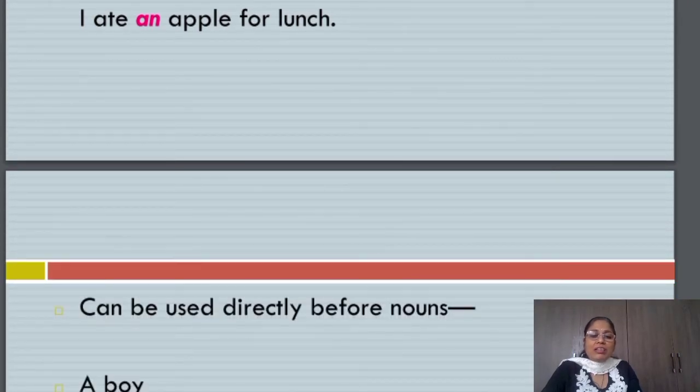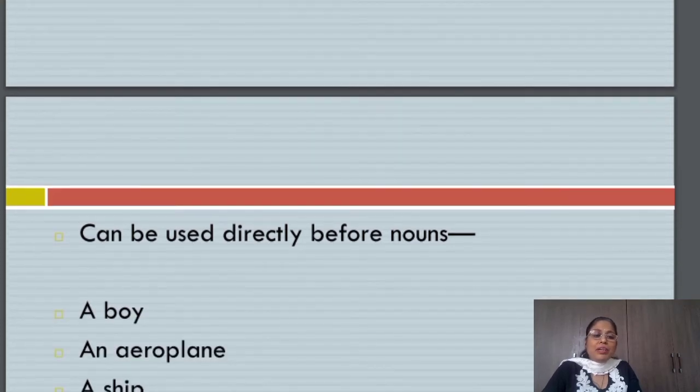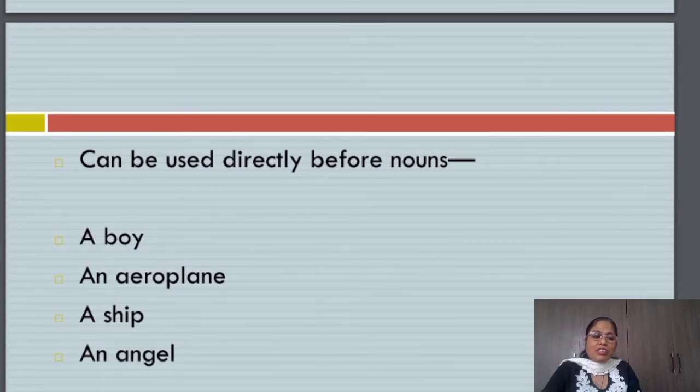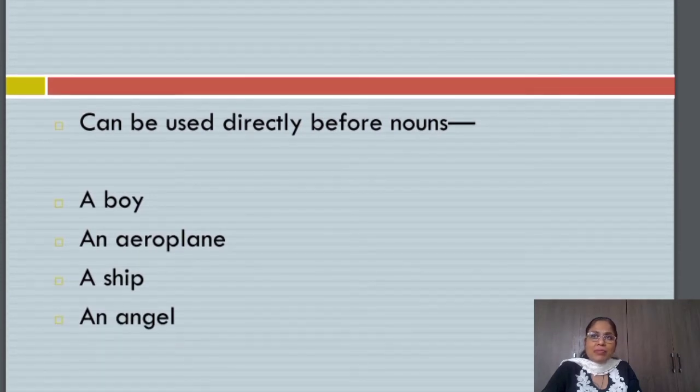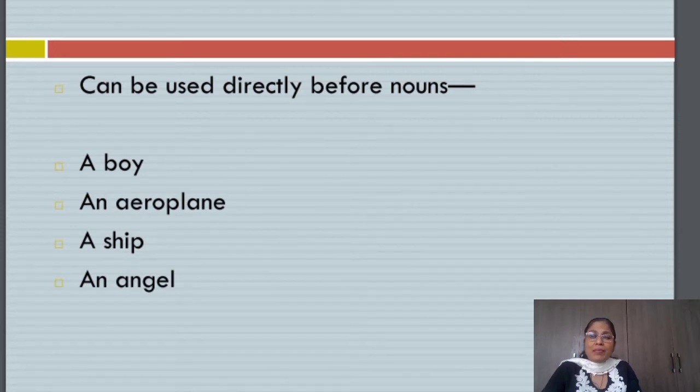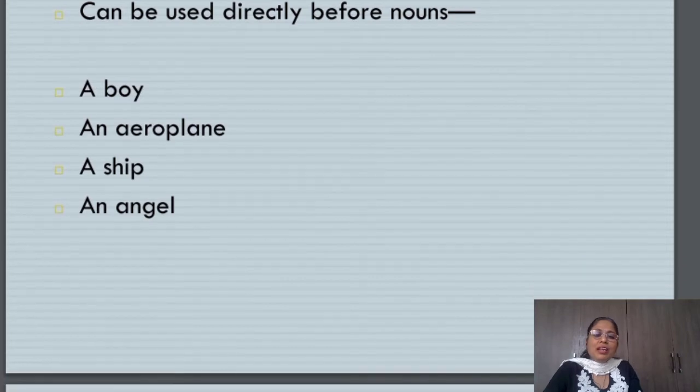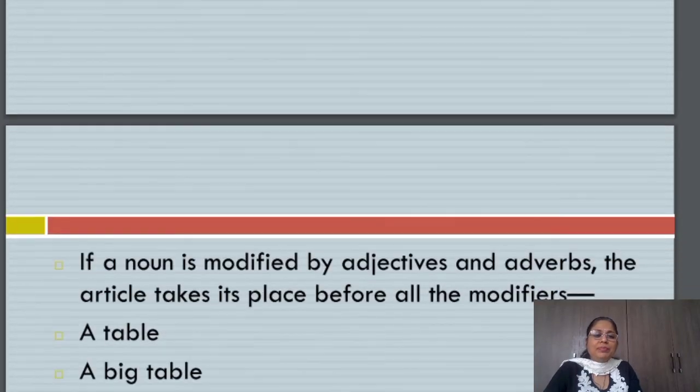A or an can directly be used before nouns. That is true. For example, a boy, an aeroplane, a ship, or an angel. But it is not as simple as that, you see, because nouns are also words that take describing words in front of them. What if I have to say that he is a fat boy? Then where do I place a? That is something that might add to the complication of usage. Let's have a look at what I am saying.